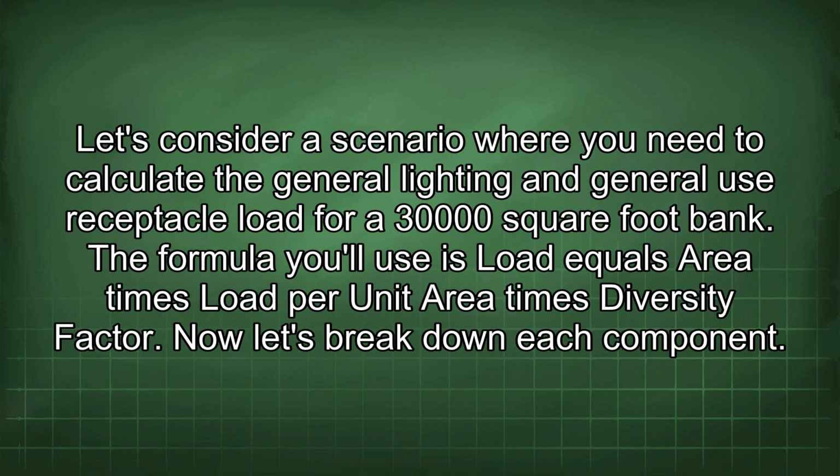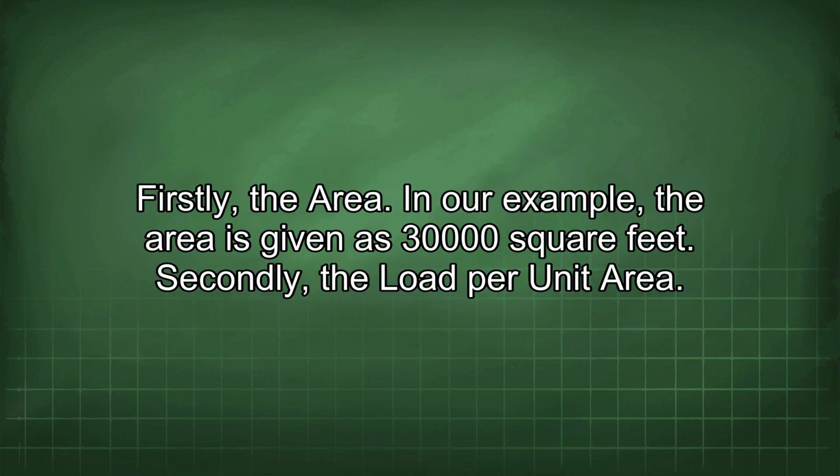Let's consider a scenario where you need to calculate the general lighting and general use receptacle load for a 30,000 square foot bank. The formula you'll use is load equals area times load per unit area times diversity factor. Now let's break down each component. Firstly, the area. In our example, the area is given as 30,000 square feet.